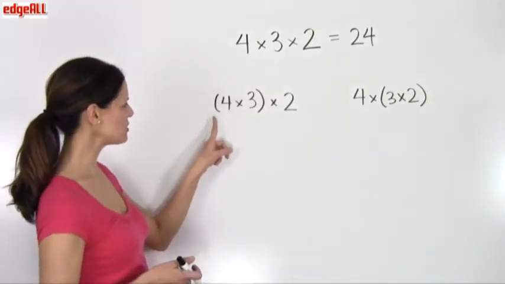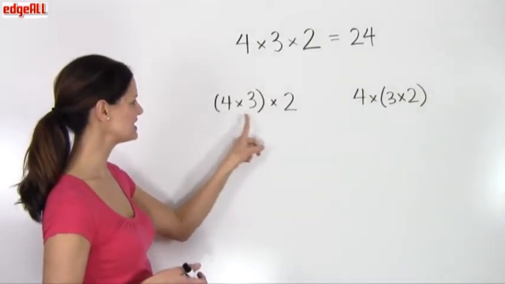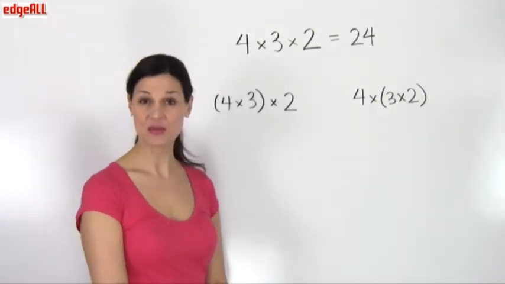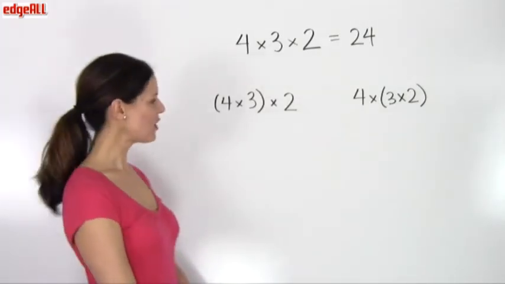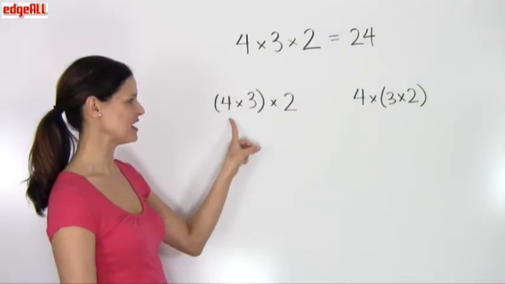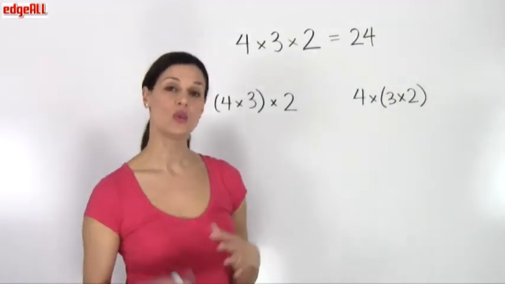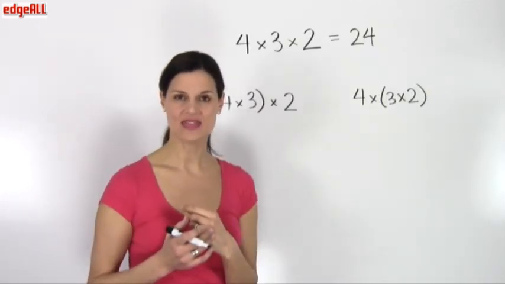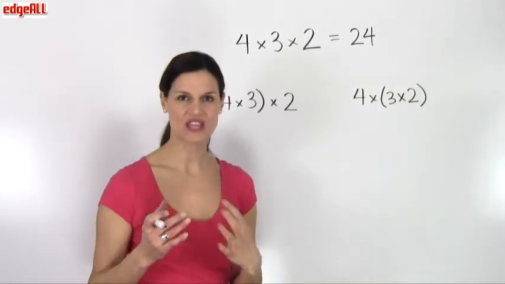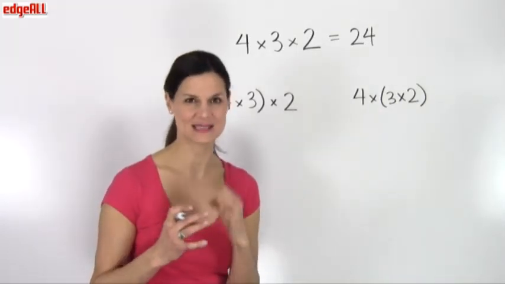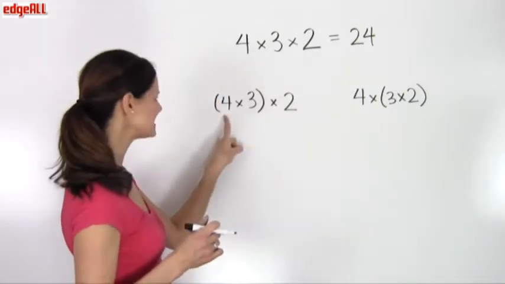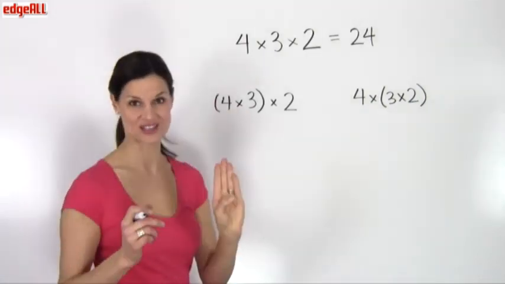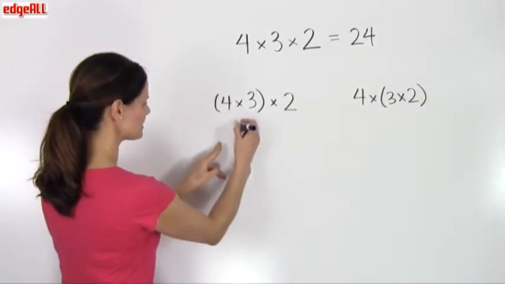In mathematics, we use parentheses, which are these symbols, to tell us which operations are to be performed first. So when I see this same problem here, 4 times 3 times 2, with parentheses in it, that tells me that I need to do the operation that's inside of the parentheses first. So in this case, I specifically need to multiply 4 times 3 first. And so I can do my 4 times 3 equals 12.